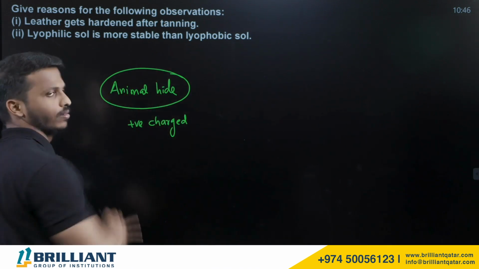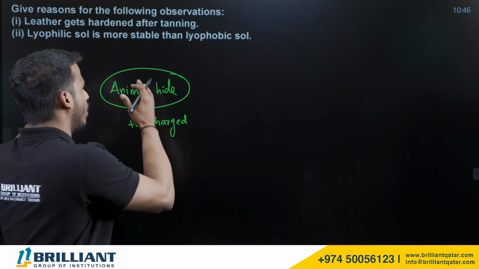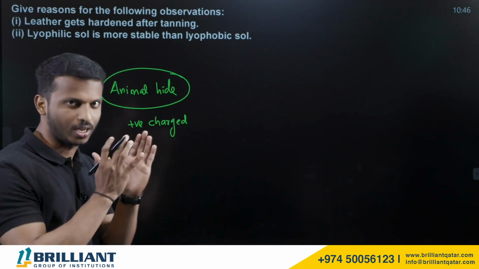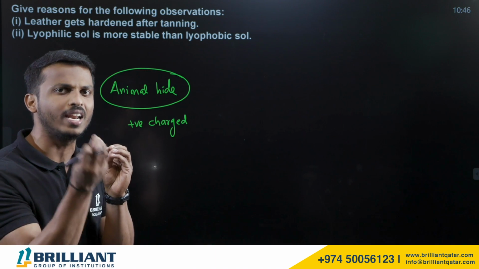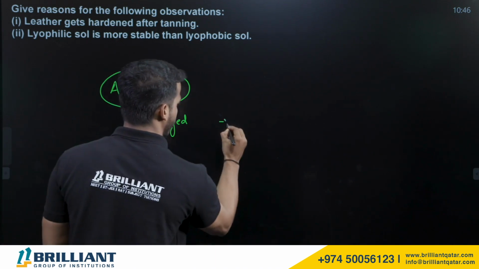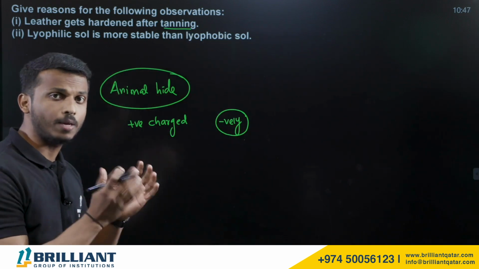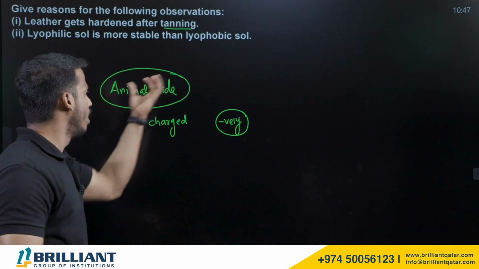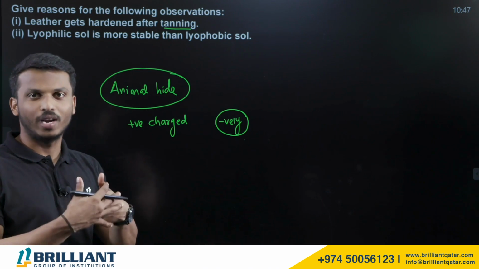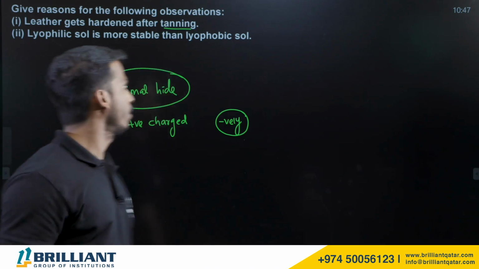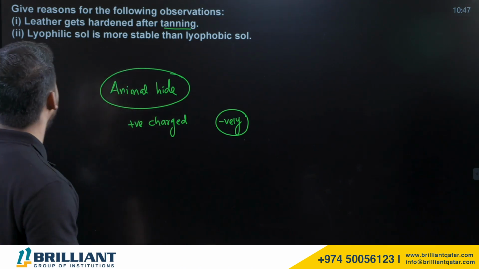When you add tanning to this animal hide, the tanning is a process where the animal hide, a positively charged colloid, undergoes treatment with a chemical which contains negatively charged species. So during the tanning process, negatively charged species combine with our positively charged leather, means animal hide. What happens? Coagulation happens, means it will get stronger. So use the term coagulation, or connect with coagulation, when you explain this answer.